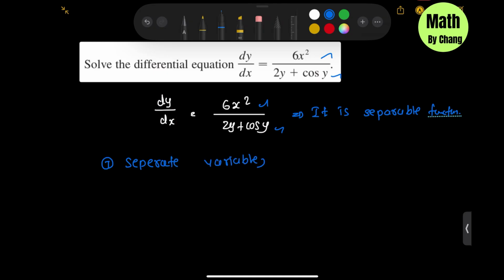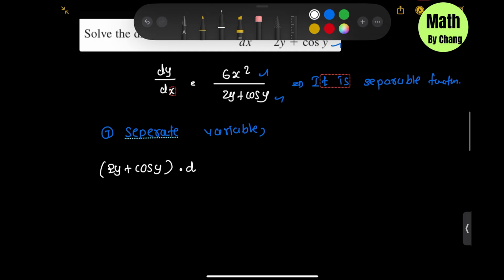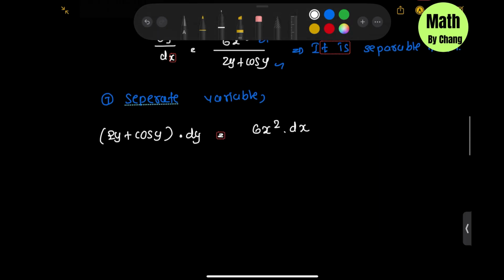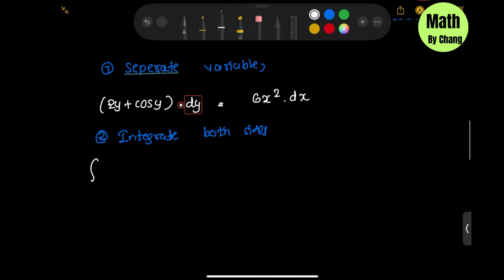Let's separate the two sides, y and x. So I will write it like this: 2y plus cos y, okay? This denominator will come to the numerator here, dy equal to 6x squared dx, isn't it? And what is the second step? Integrate both sides, okay? So let's integrate. The integration of 2y plus cos y dy is equal to the integration of 6x squared dx.